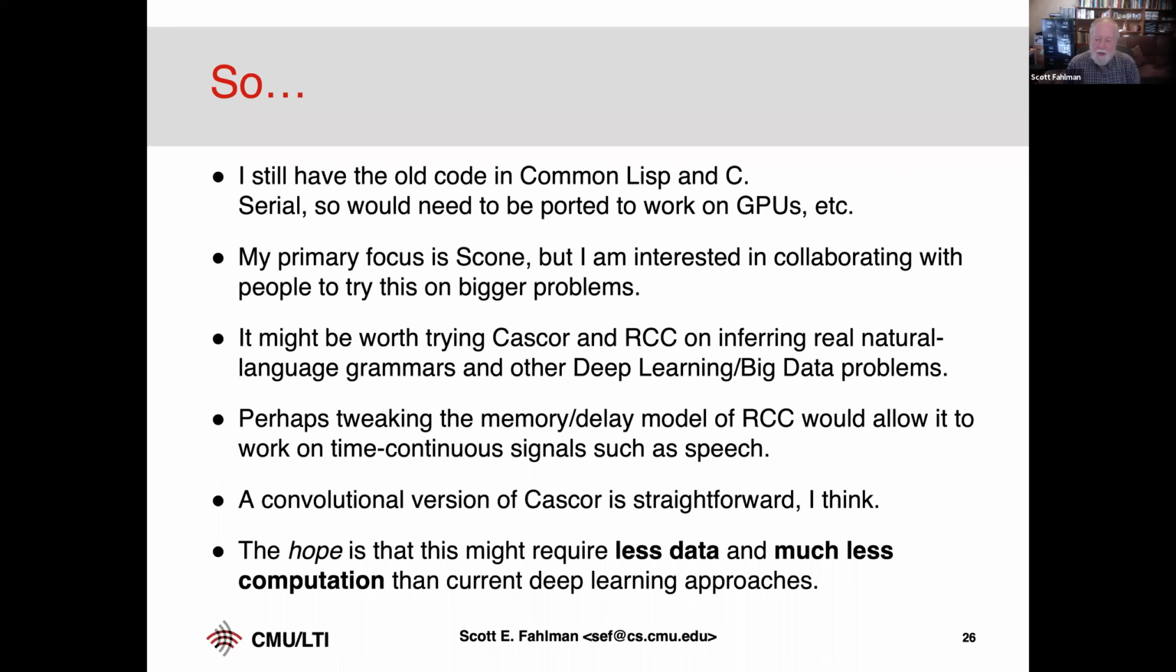Perhaps tweaking the memory delay model of recurrent cascade correlation would allow it to work on time continuous signals such as speech, if we knew anyone who liked working on deep learning applied to speech. Speech is time sloppy in a way that these discrete token strings are not, of course.